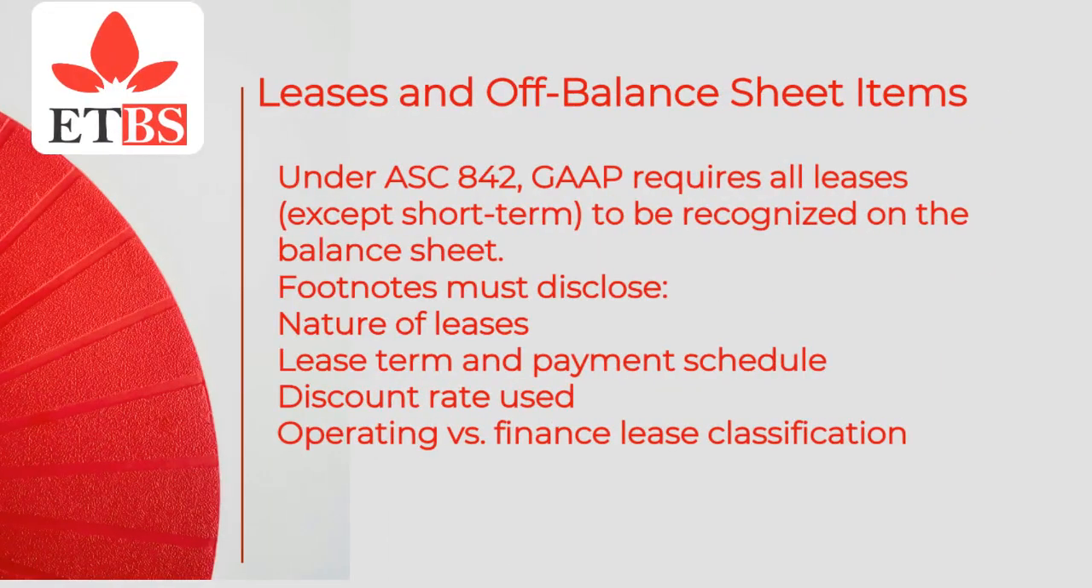Leases and off-balance sheet items. Under ASC 842, GAAP requires all leases, except short-term, to be recognized on the balance sheet. Footnotes must disclose nature of leases, lease term and payment schedule, discount rate used, operating versus finance lease classification. This eliminates off-balance sheet financing loopholes, ensuring debt visibility.